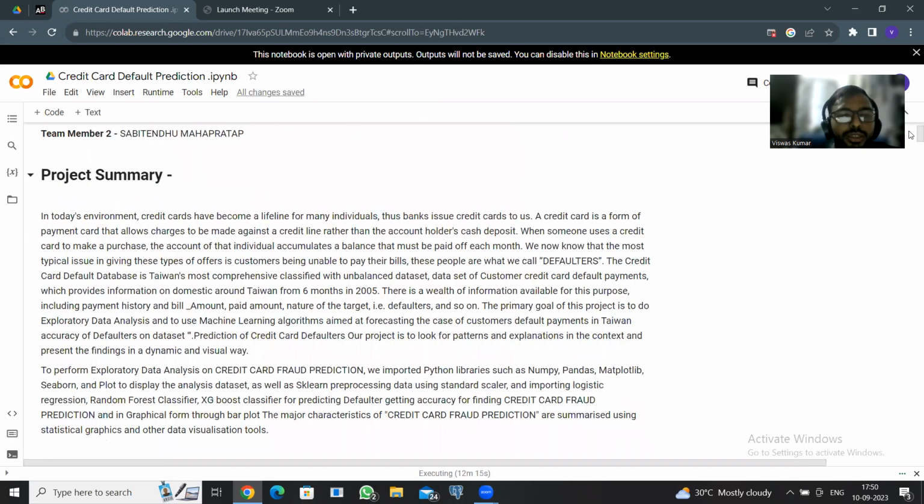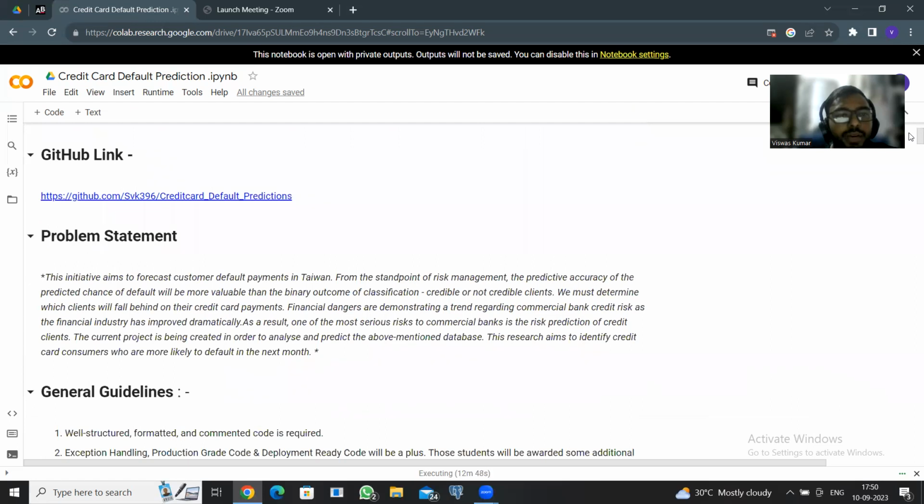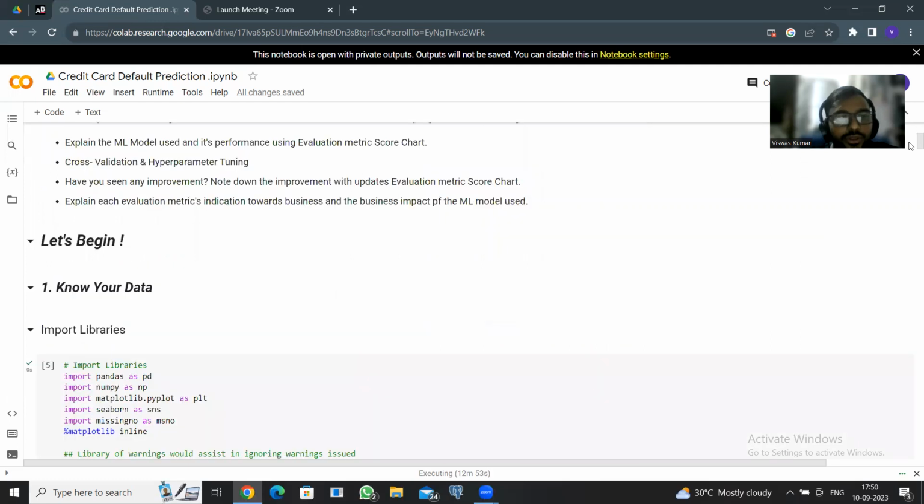The project summary is: it is a Taiwan-based data set of customers with all the features on payments from previous data, so we have to predict whether the customer will default or not default based on the features given. It's a binary classification problem, so we have to use models like logistic regression, KNN, decision tree classifier, random forest, etc. This is my GitHub link. The problem statement I have explained just now, so let's begin the project.